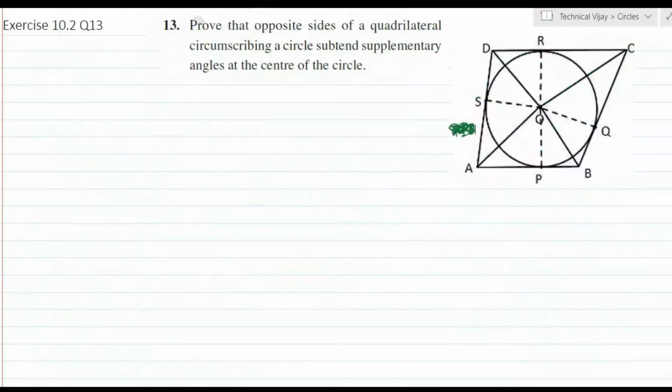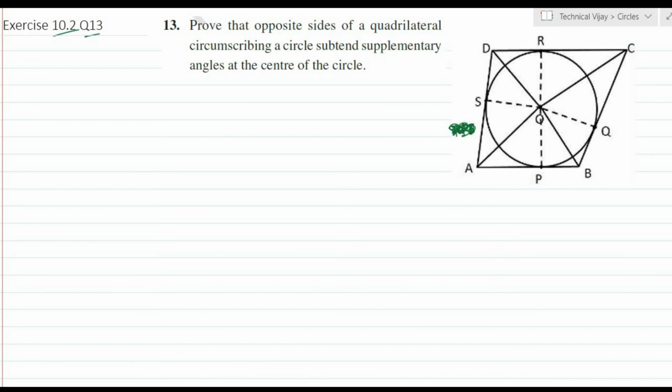Okay. So Exercise 10.2, question number 13. Prove that the opposite sides of a quadrilateral circumscribing a circle subtend supplementary angles at the center of the circle. Here this is a quadrilateral ABCD. At the center of the circle they are supplementary.